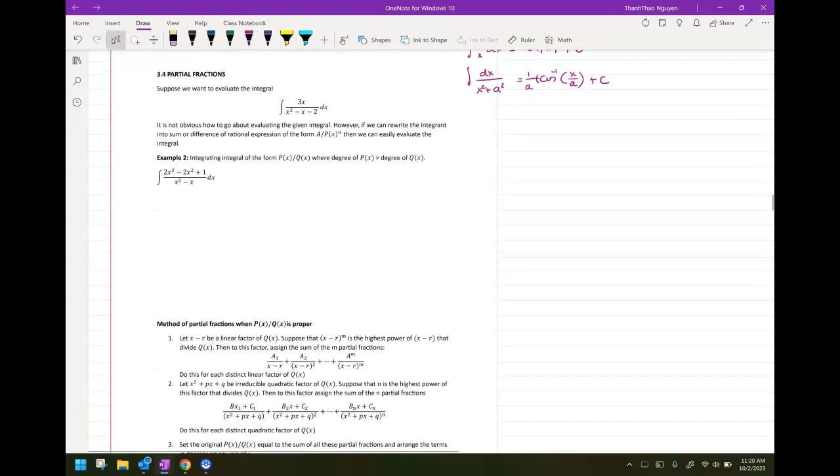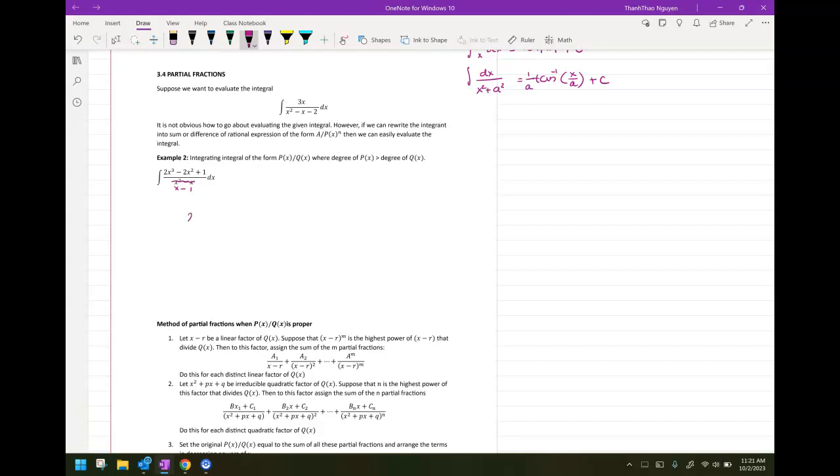So let's take a look at the first example, integrating a rational function of the form p of x over q of x, where the degree of p of x is greater than the degree of q of x. I want to change this a little bit. There's a typo here. We should have the integral of 2x cubed minus 2x squared plus 1 divided by x minus 1 dx. Now, when the degree of the numerator is greater than the degree of the denominator, one thing we can do is the long division of polynomials.